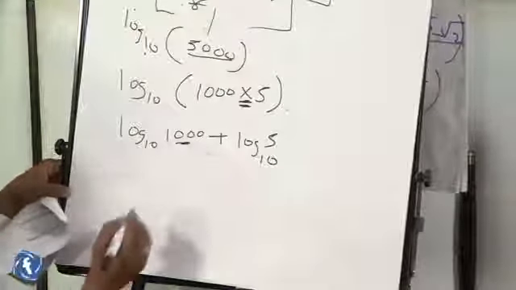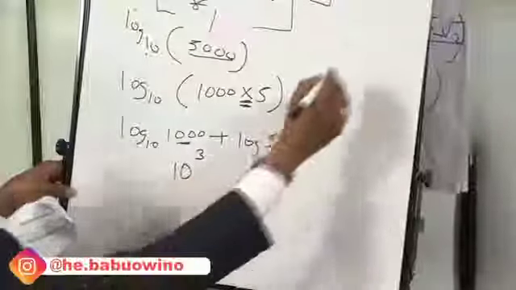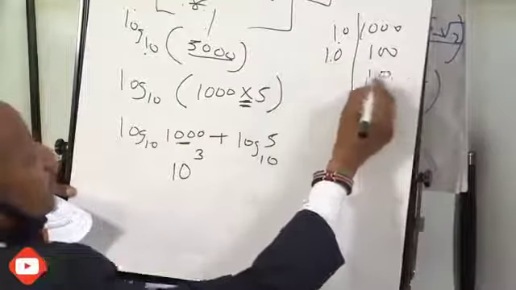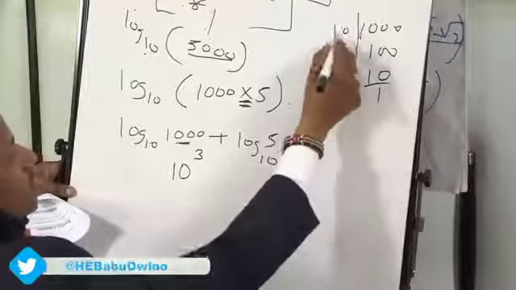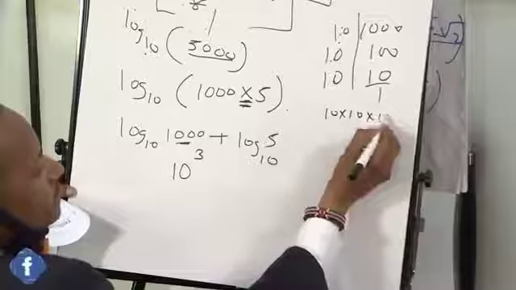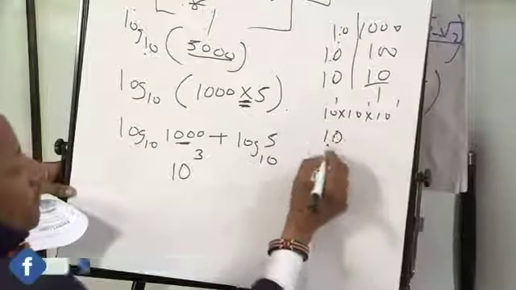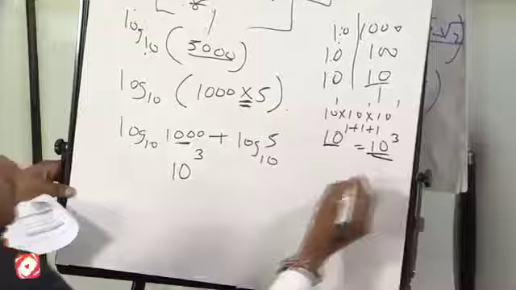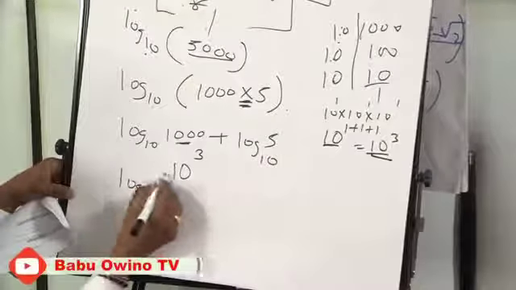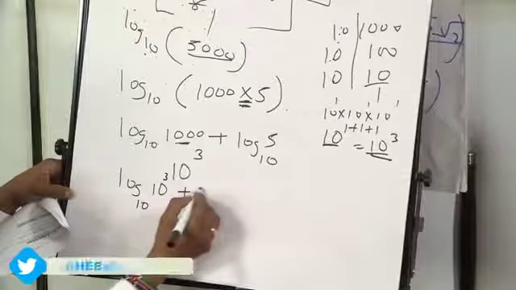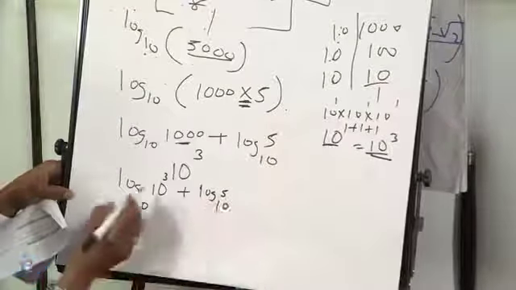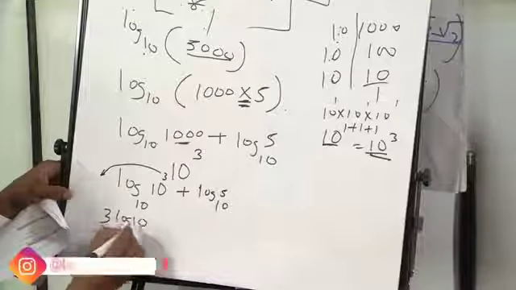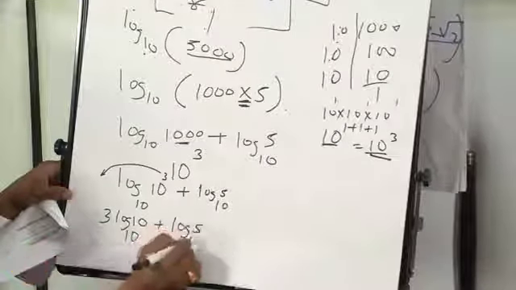Then here, if we further simplify, 1,000 is 10 raised to power 3. When you want to get 1,000, you put 10 here. 10 into 1,000 is 100. 10 into 100 is 10. 10 into 10, once. So this is 10 times 10 times 10, raised to power 1, power 1, power 1. You only take 1 as the base, then you add the powers, 1 plus 1 plus 1. So this is 10 to power 3. So this is log of 10 to power 3 to base 10 plus log of 5 to base 10. So log 10 to power 3, you can drop this 3 down. It becomes 3 log 10 to base 10 plus log 5 to base 10.